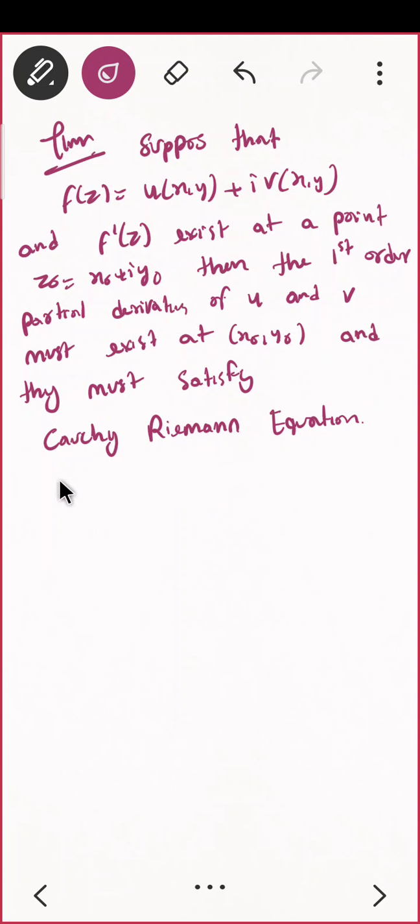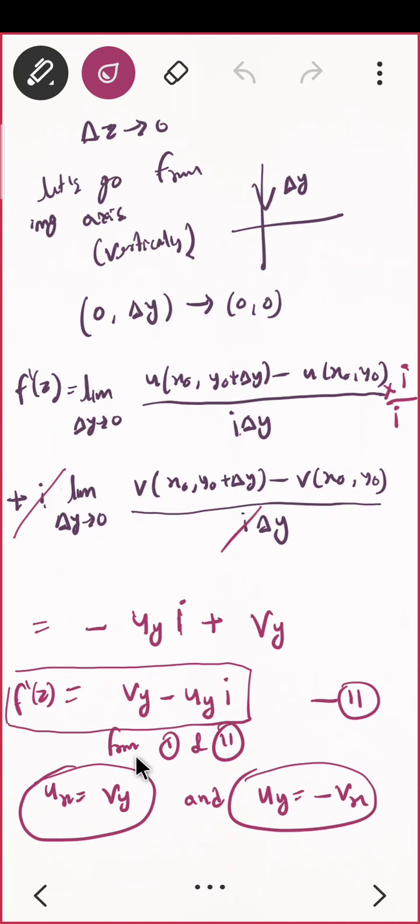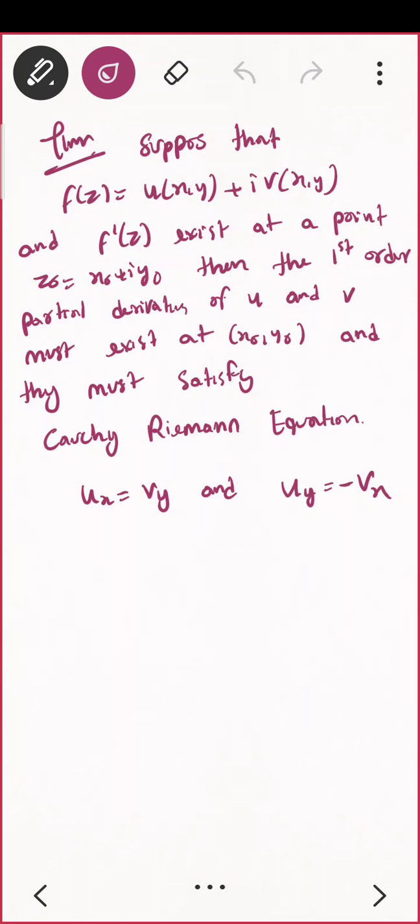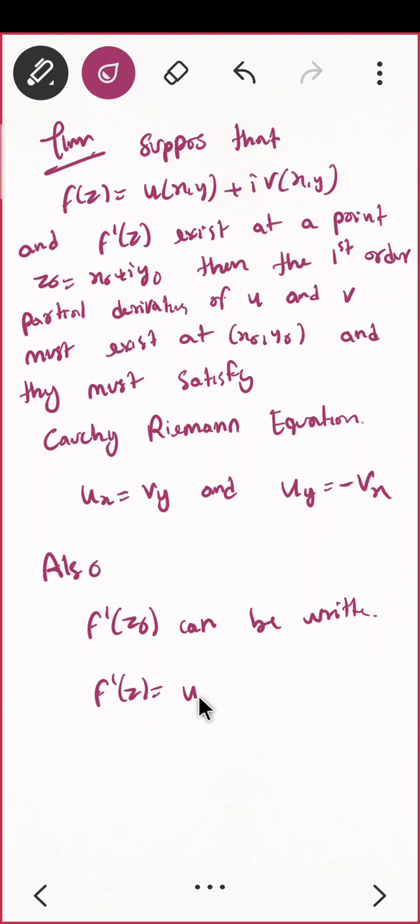That is, what is Cauchy-Riemann equation? Ux equal to Vy and Uy equal to minus Vx. Do you see? Ux equal to Vy, Uy equal to minus Vx. Whatever this thing is, this is called Cauchy-Riemann equation. Correct? Also, the derivative f dash of z naught can be written as f dash of z naught is equal to ux plus i vx.